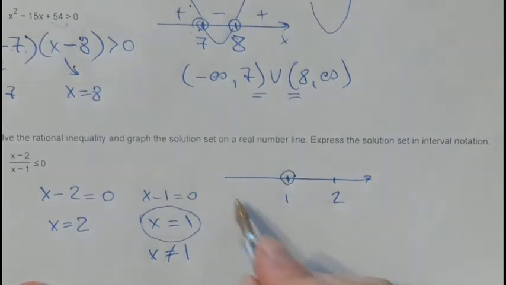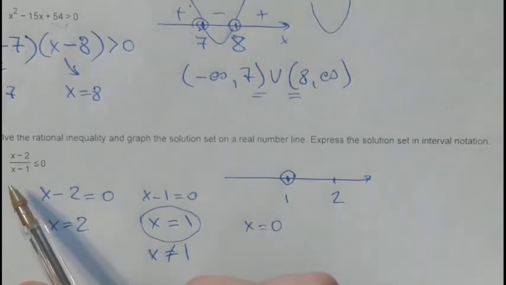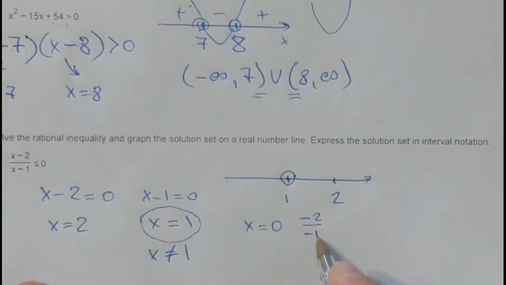Let us pick up values from each of the intervals. From the first, let us take 0, it is less than 1, x equal to 0, and substitute in the function: 0 minus 2 divided by 0 minus 1. Negative over negative will be positive. So it is positive to the left of 1. From the second interval, let us take 1.5. 1.5 minus 2 will be negative 0.5. 1.5 minus 1 will be positive 0.5, so negative over positive will be negative. So it is negative in the middle.